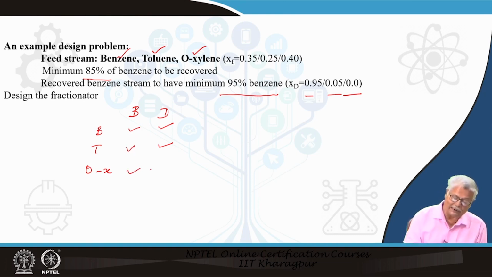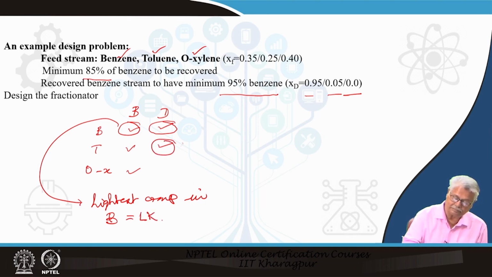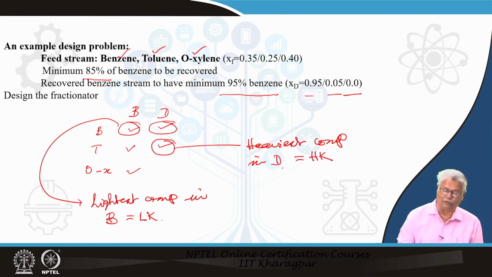So, what we find here is that the lightest component in the bottoms, and what is it called? It is called the light key. And what is this? This is basically the heaviest component in D. What is that? This is called the heavy key, and that is the convention.